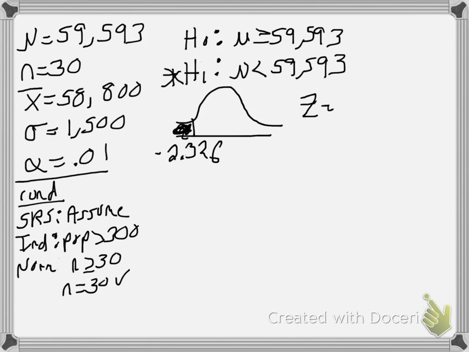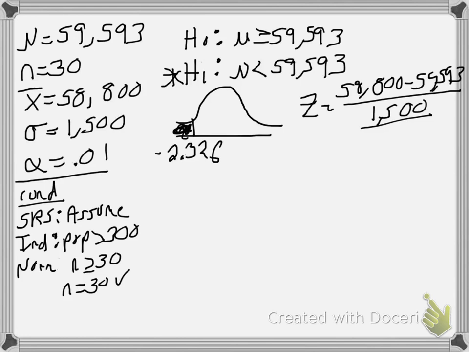All right, so you have a z-score. Observed minus expected. So my observed was 58,800 minus 59,593 over 1,500. Notice it's sigma again, divided by the square root of 30. So our z-score is also negative, guys. Negative 2.90.